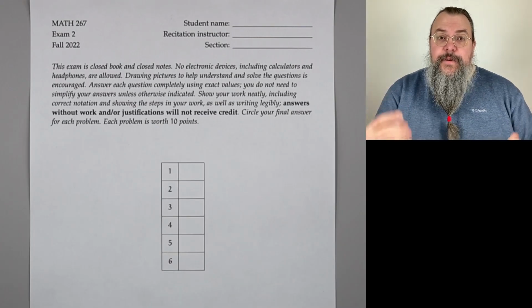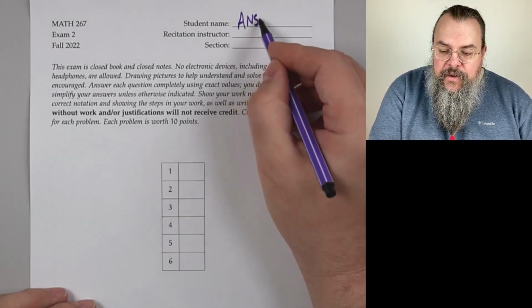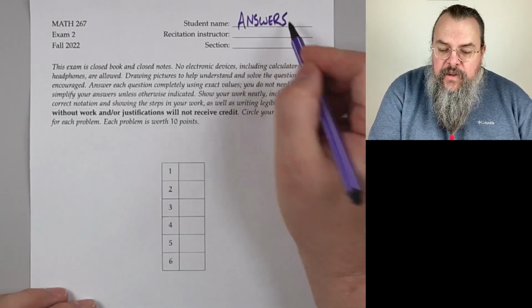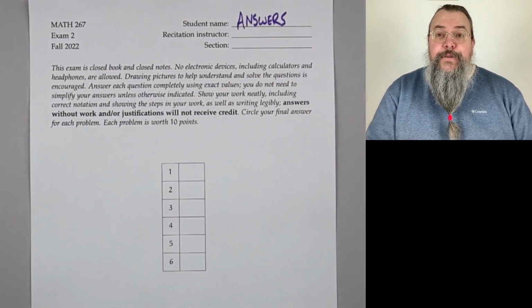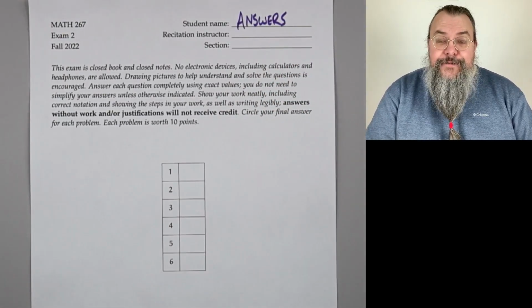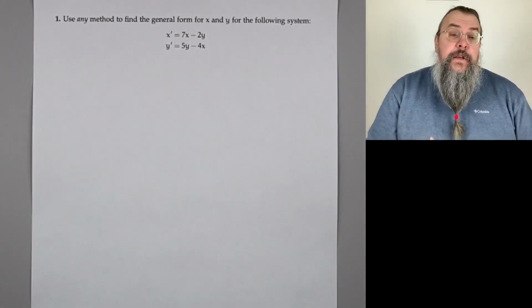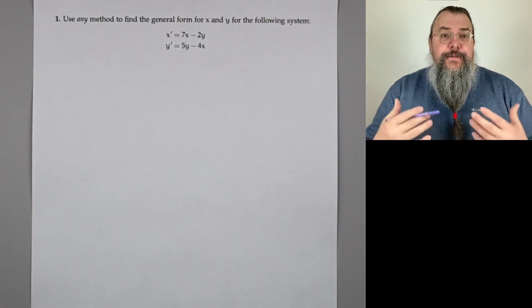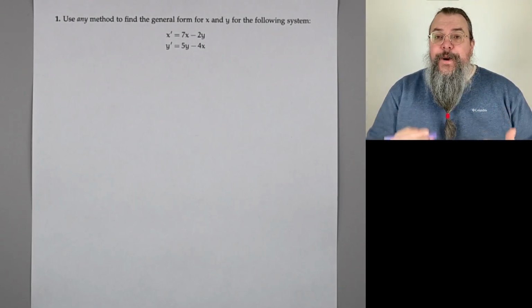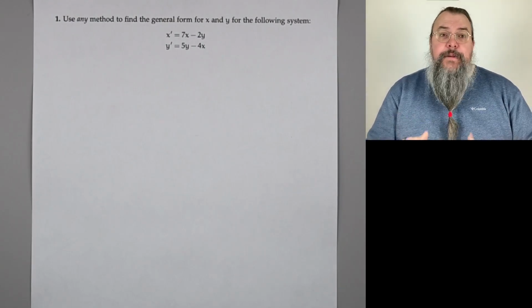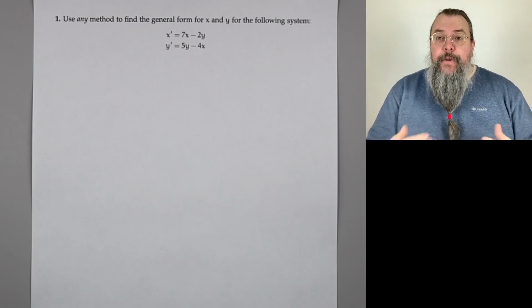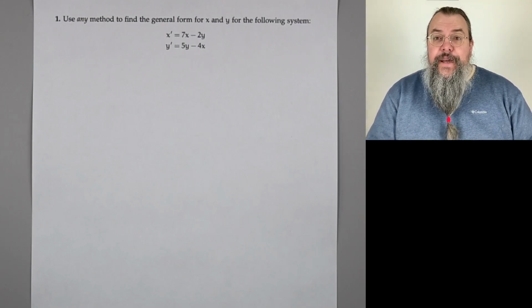Of course, the first thing we always do is we put our name on things so that we will get the credit. So for us, we're going to put answers because that's what we're after. We're after the answers. Let's get going. Number 1, use any method to find the general form for x and y for the following system. X prime equals 7x minus 2y, y prime equals 5y minus 4x.